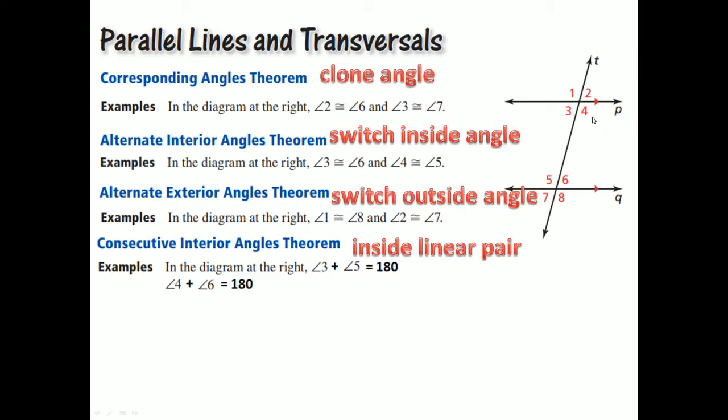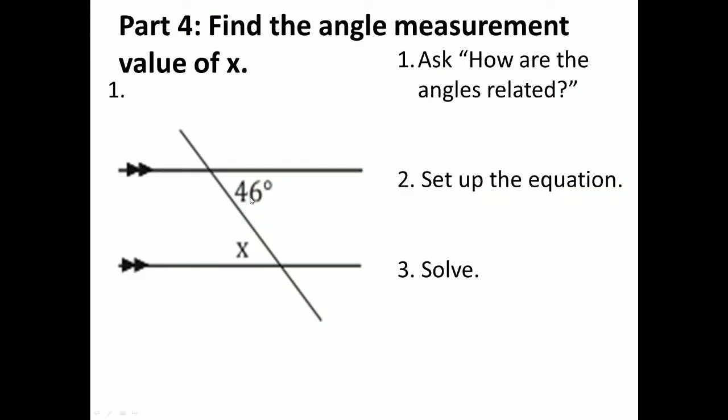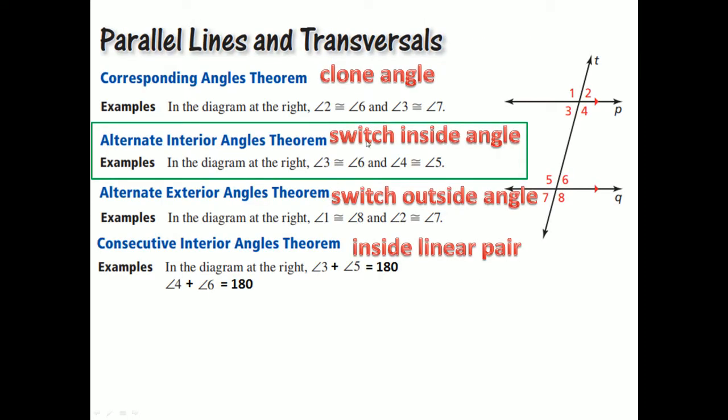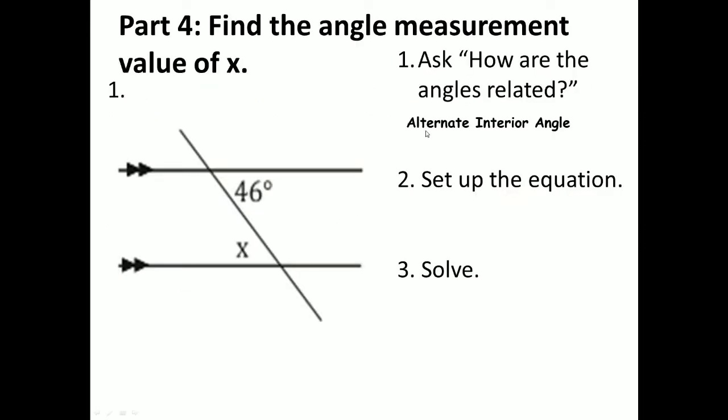Okay, 4, right? So in our image, this angle and this angle looks like they're crossing on the inside, right? They're switching on the inside. We call that your alternate interior angles. Here's the equation right below it. All right, so we call this the alternate exterior angle. These two are the same based on that theorem. So we solved x equals 46.